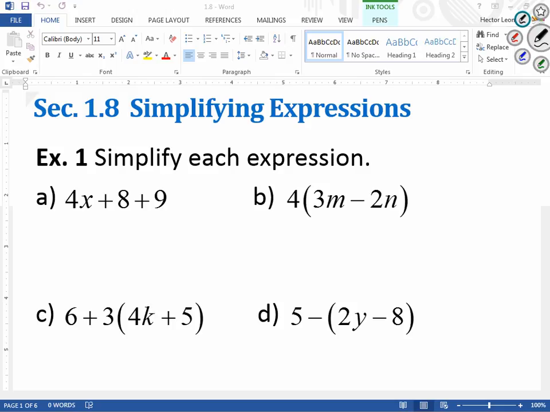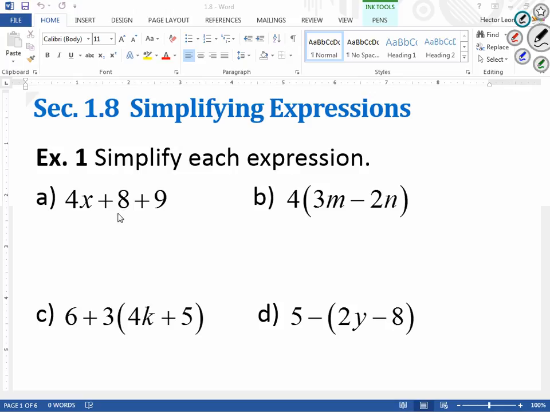So section 1.8 is about simplifying expressions. One thing we've got to learn is that in order for us to combine numbers, we know when to combine numbers that don't have letters, right? 8 plus 9, for example, we can do that. However, 4x, we're not going to be able to combine it with these other numbers because 4x does have a letter. So we're going to talk in a little bit about like terms.